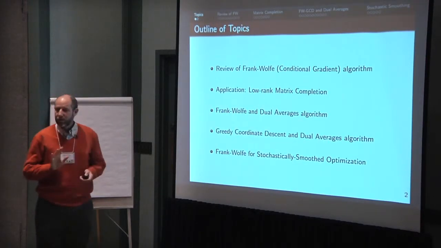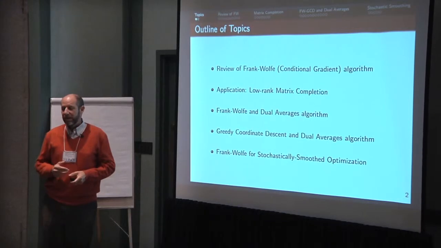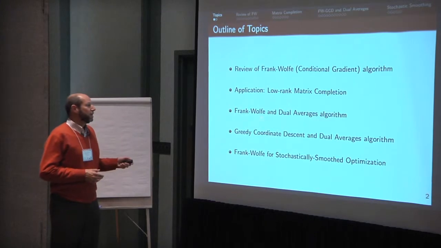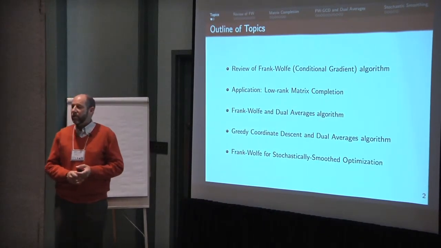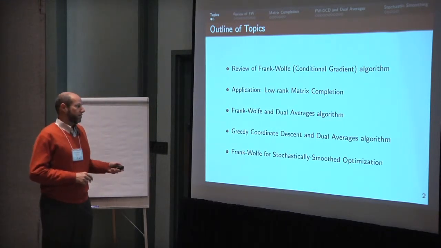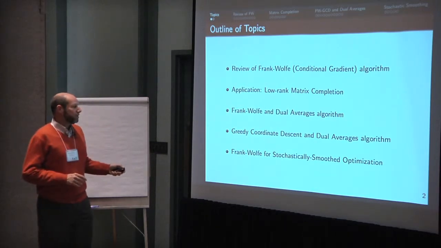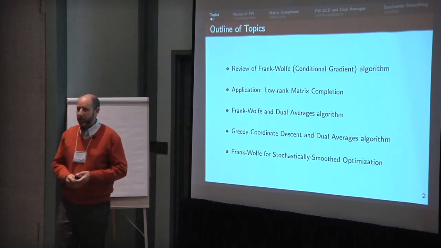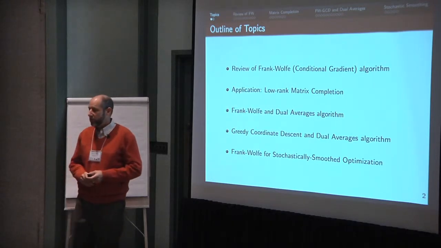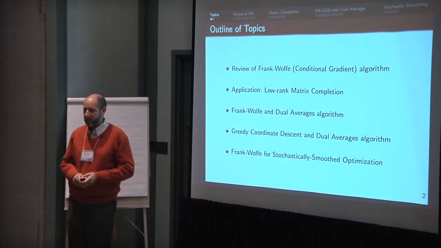Here are some of the topics. One is I want to do a quick review of the Frank-Wolfe method. I want to talk about a modern application, low-rank matrix completion. Then I'm going to talk about Frank-Wolfe and its connections to a particular method of Nesterov called the dual averages method, and also greedy coordinate descent and dual averages. The greedy coordinate descent I consider a structural friend of Frank-Wolfe. And then if I have time, I want to talk about Frank-Wolfe for stochastically smoothed optimization. This is work by George Lan at the University of Florida that I consider to be quite interesting.